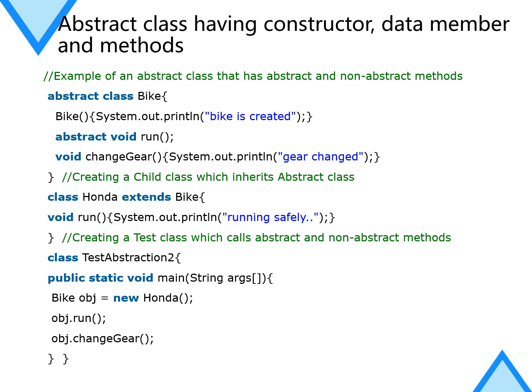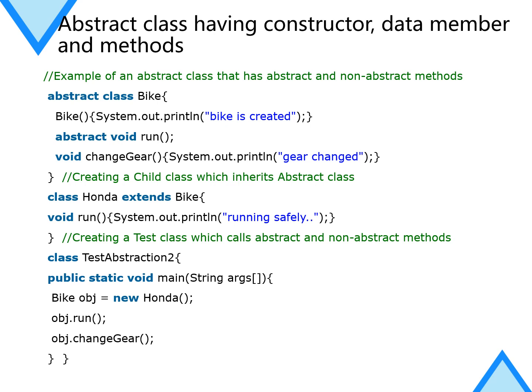The method change gear is not abstract, so we have implemented it here: System.out.println gear changed. So here we have one constructor, bike, one abstract method, run, and another non-abstract method, change gear. So they have three things: constructor, abstract method, and non-abstract method. The constructor has its implementation inside the abstract class. The non-abstract method also has its implementation inside the abstract class, but the abstract method we cannot implement inside the abstract class; we will implement the abstract method inside the subclass.